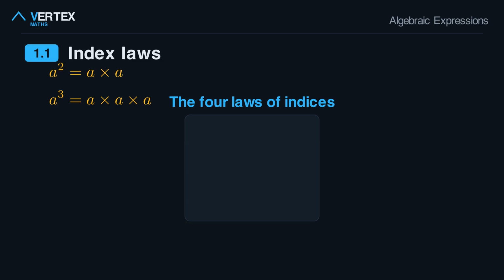These four laws tell us what happens when we combine expressions that have indices. You need all four of them for your A-level maths exam.